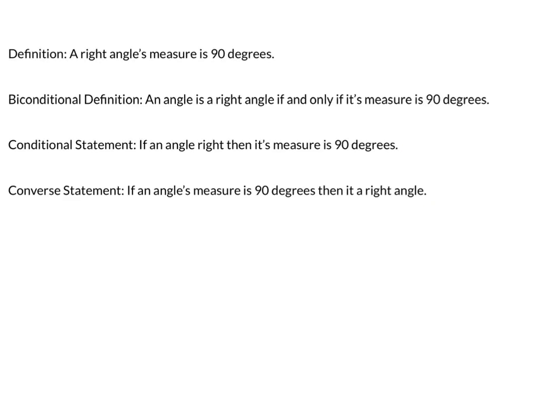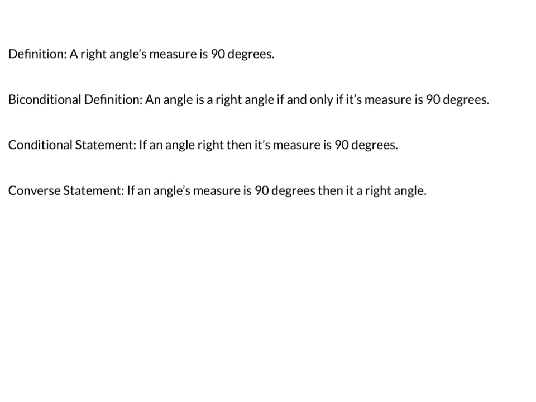All right, let's look at one more example real quick. The definition: a right angle's measure is 90 degrees. The biconditional statement would be: an angle is a right angle if and only if its measure is 90 degrees. That breaks down into the conditional statement: if an angle is right, then its measure is 90 degrees. And it also breaks down into the converse: if an angle's measure is 90 degrees, then it's a right angle. So we're trying to prove or disprove that biconditional definition.